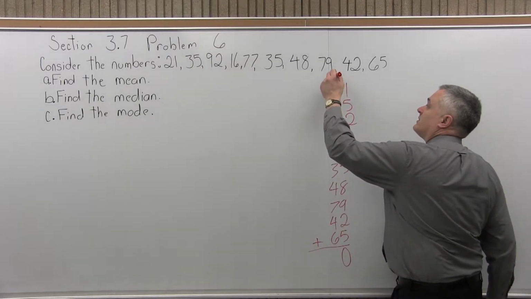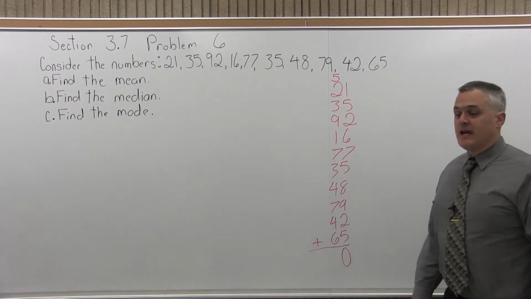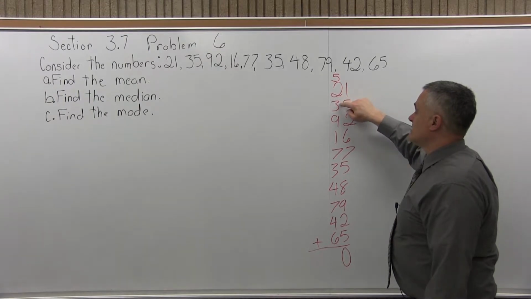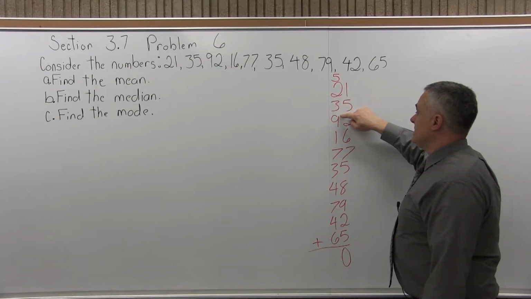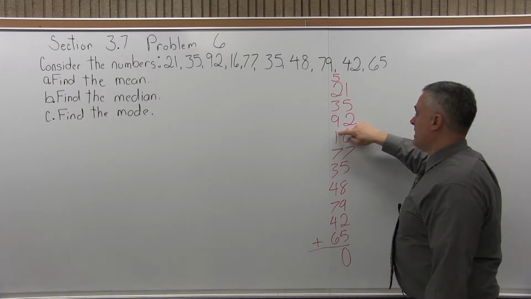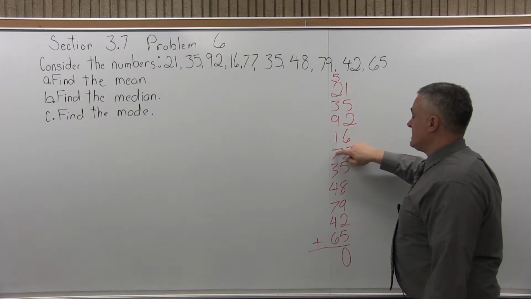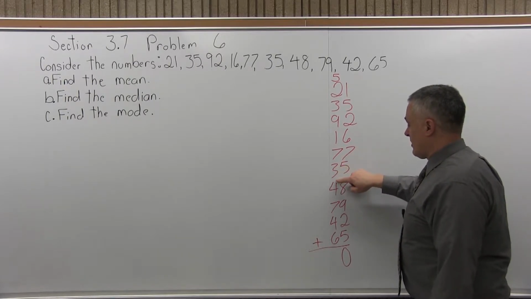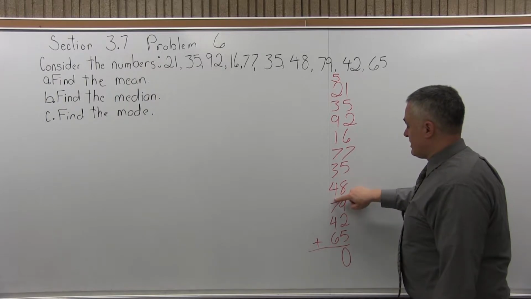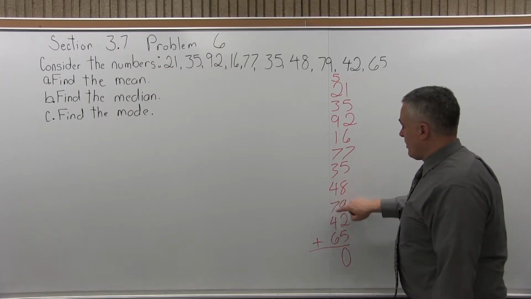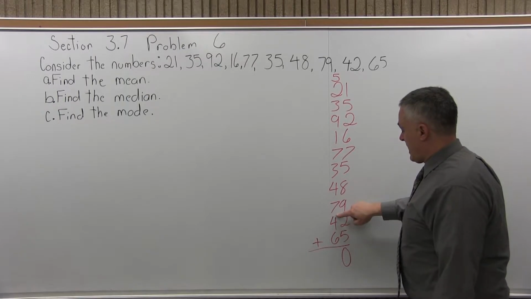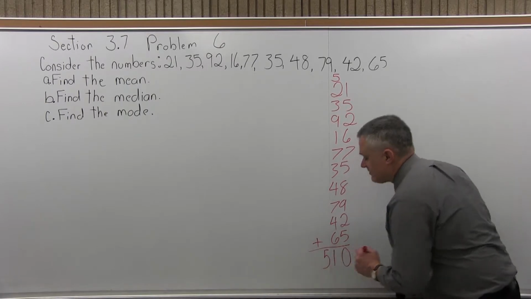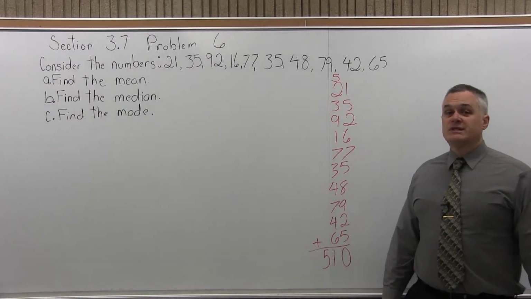Take the 5 from the 50 to the top of the next column, and then add up that column of digits. 5 plus 2 is 7. 7 plus 3 is 10. 10 plus 9 is 19. 19 plus 1 is 20. 20 plus 7 is 27. 27 plus 3 is 30. 30 plus 4 is 34. 34 plus 7 is 41. 41 plus 4 is 45. 45 plus 6 is 51. So the total is 510.